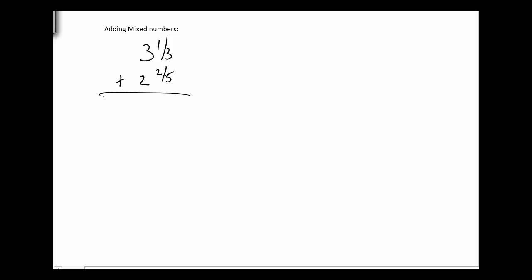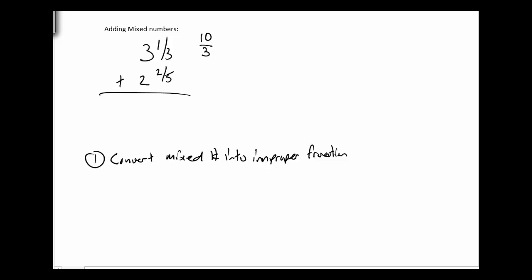And I can bring up that what we want to do is first convert the mixed number into an improper fraction. And using that technique that we just looked at, obviously this would be 3 times 3, so 9 plus 1, so I'd have 10 thirds. And then here I'd have, let's see, 12 fifths.